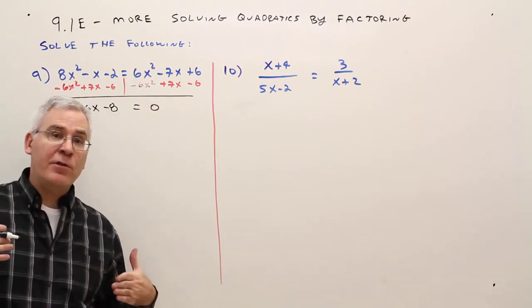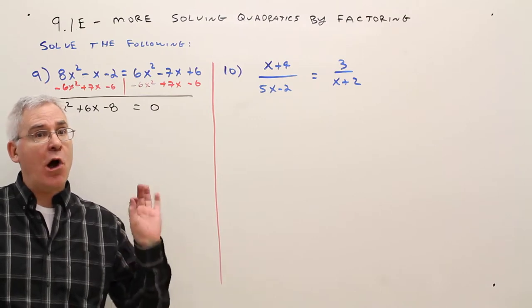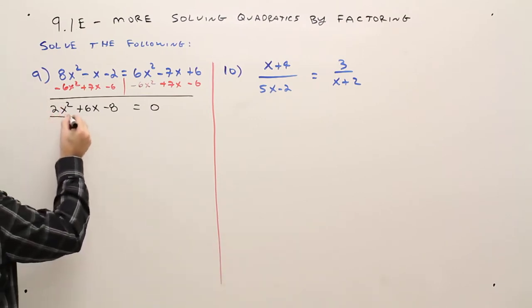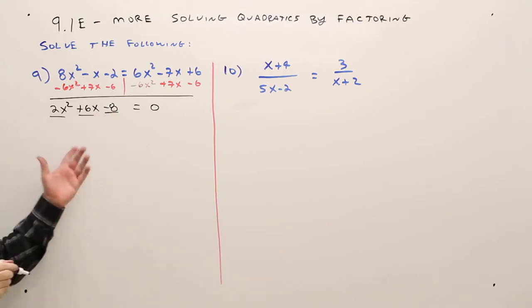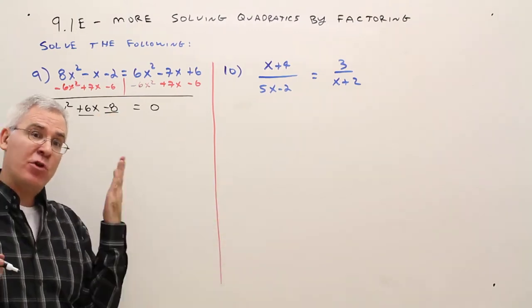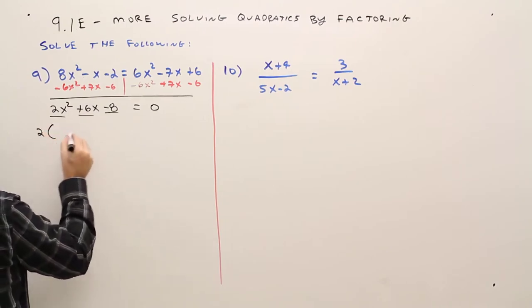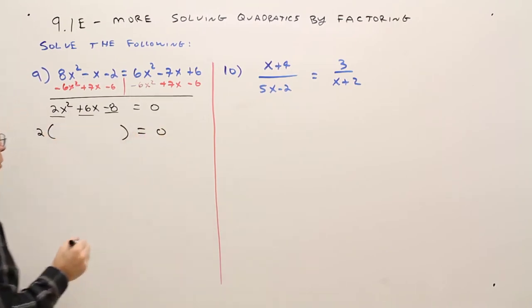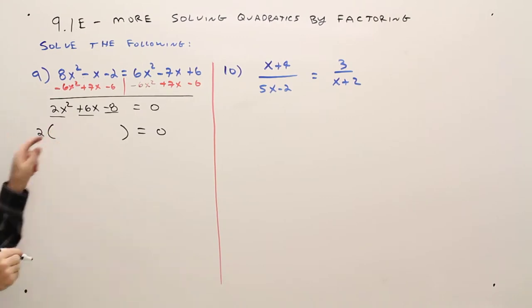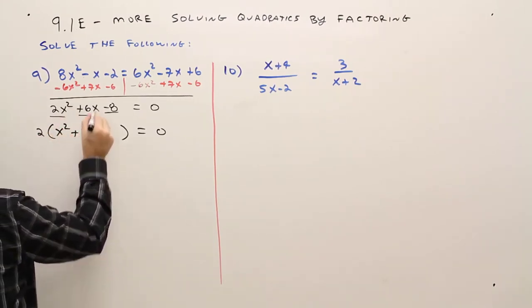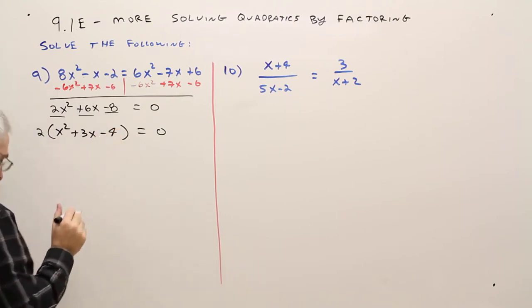Okay, you could do guess and check factoring, but you always want to first see if you can factor out a greatest common factor. So all of these terms have a factor of 2 that can be pulled out. All right, so I'm going to make it be 2 times something equals 0. And when I pull a 2 out, this will turn into an x squared. This will be a 3x. And this will be a minus 4.